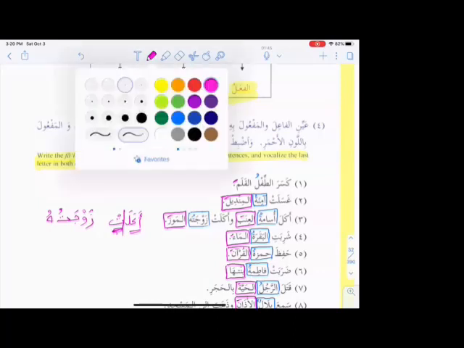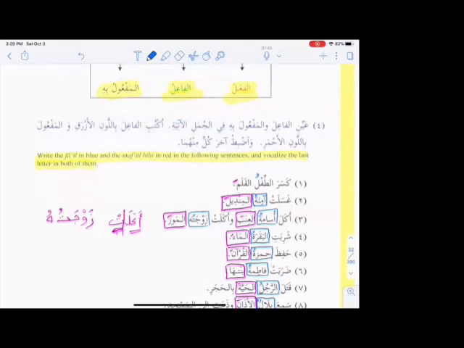The fa'il is always marfu'. Where is it? This is what it is, my brothers and sisters. Tu. Tu tells me that Zawjatu, this is the fa'il, wahuwa mudaf. And then this is your mudaf ilayhi. See how we dissect, we analyze it, break it down.